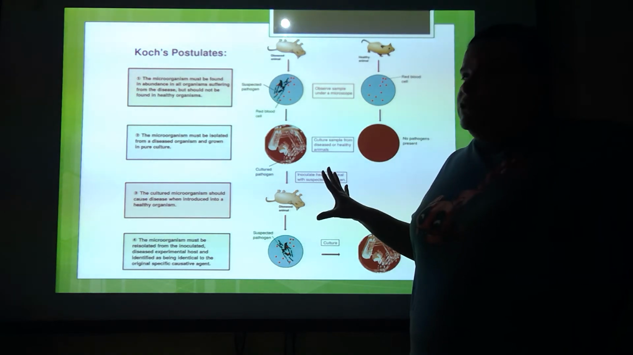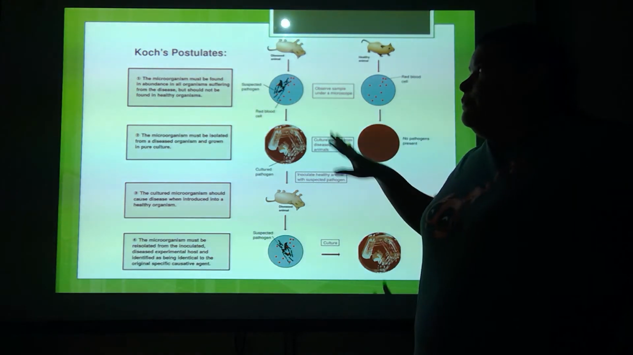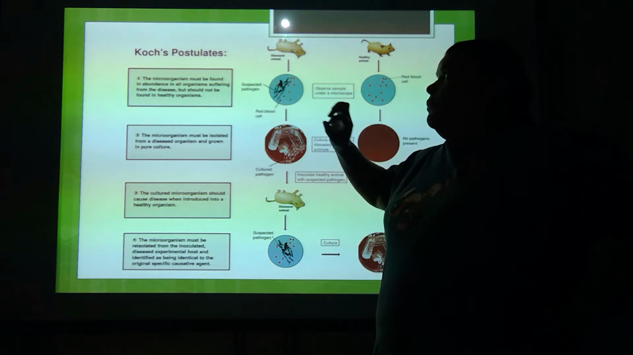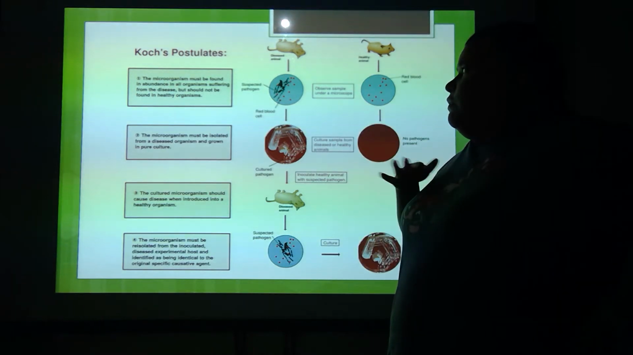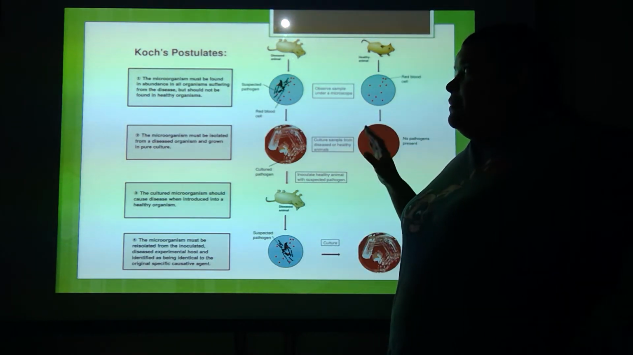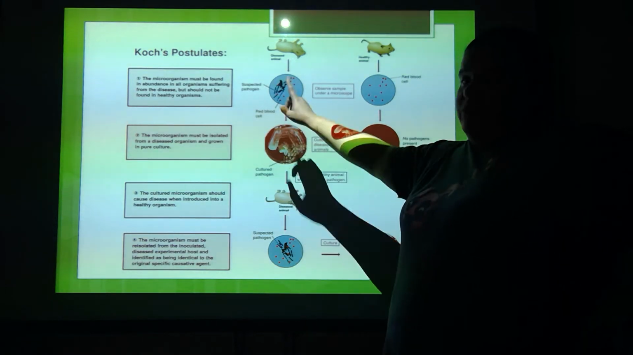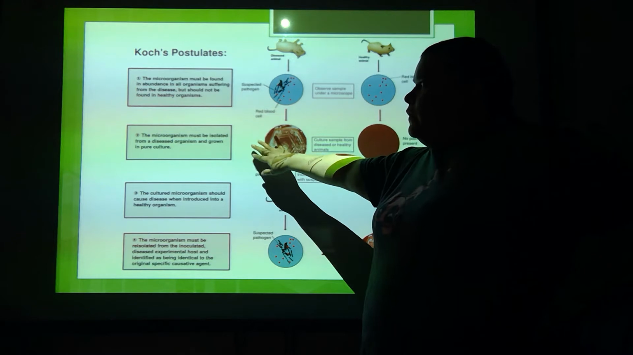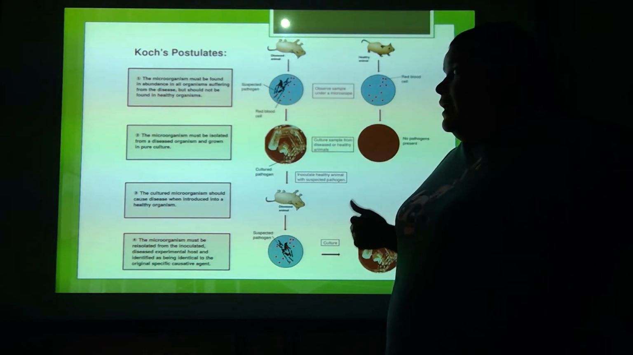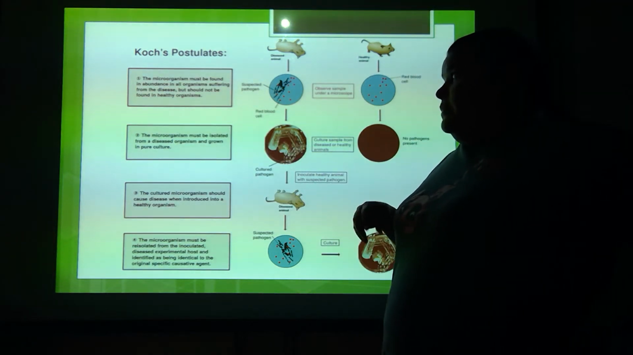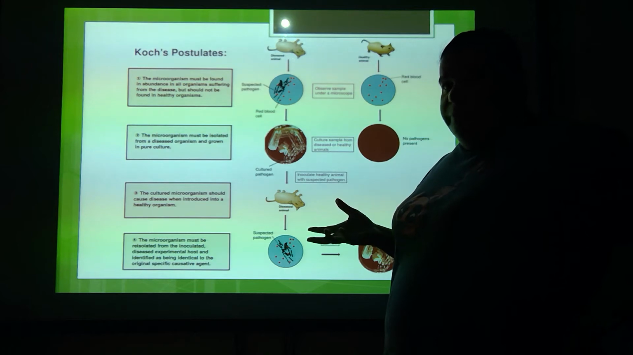So here are Koch's postulates. There were four of them. One, the microorganism must be found in abundance in all organisms suffering from the disease, but should not be found in healthy organisms. We're going to come back to that in just a second. Two, the microorganism must be isolated from a diseased organism and grown in pure culture.